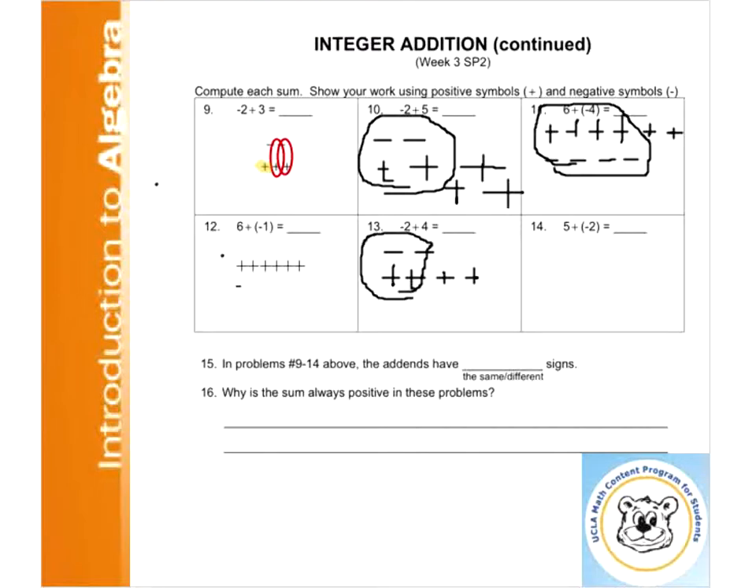All right, looking at this set of problems, what do you notice about the signs of the addends? Are they same or are they different? Okay, they are different, that is correct. So if they're different, why is the sum always positive in these problems? Is there some sort of statement that we can use to generalize why, in this set of problems, the sum always happens to be positive?